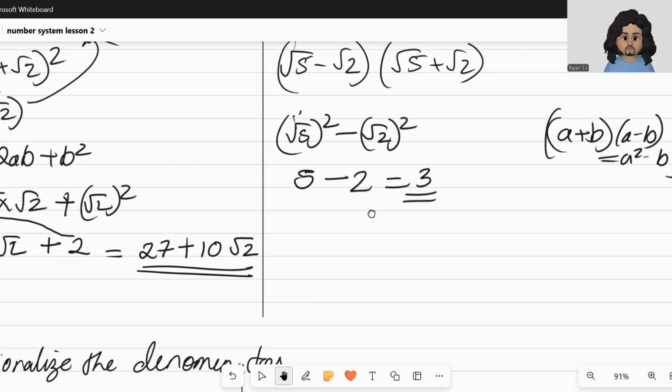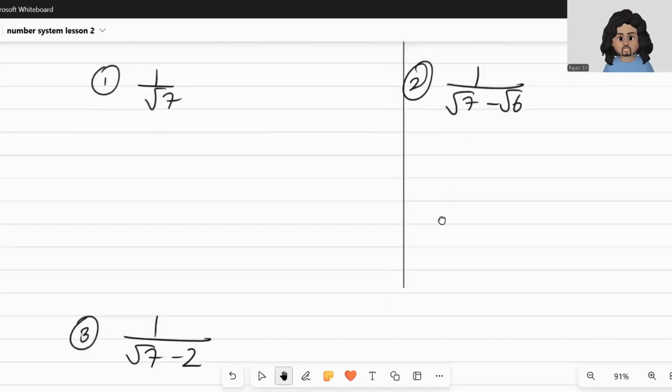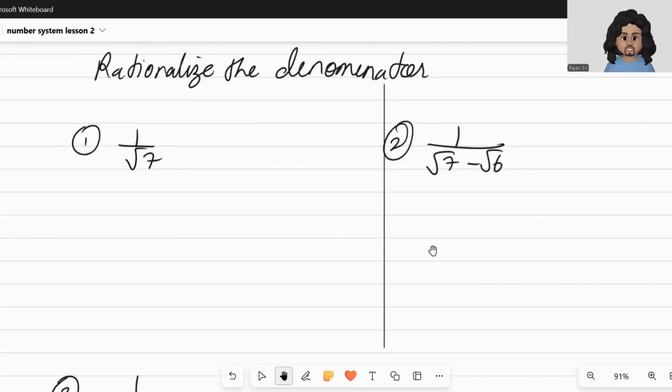Okay, so yeah. Let's go to the next one, rationalizing the denominator. Now in this case, you have to understand when you say rationalizing the denominator, when the denominator is only a root, you multiply with the same root number. But if the denominator is in binomial form, like root 7 minus root 6, you take the conjugate of it. That is, you take the same number, just write plus in the middle. So let me just explain by doing it.